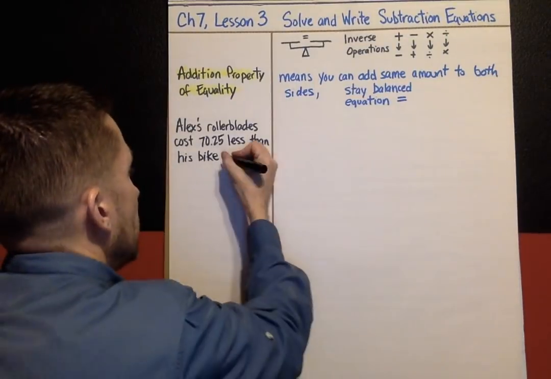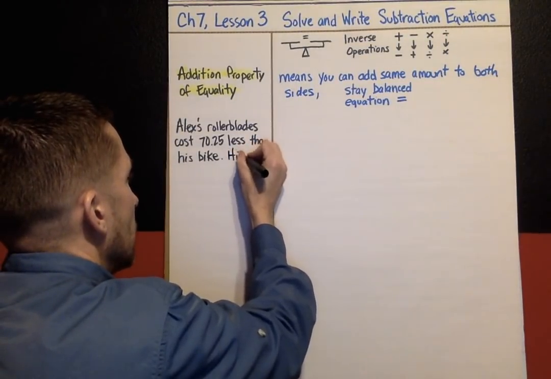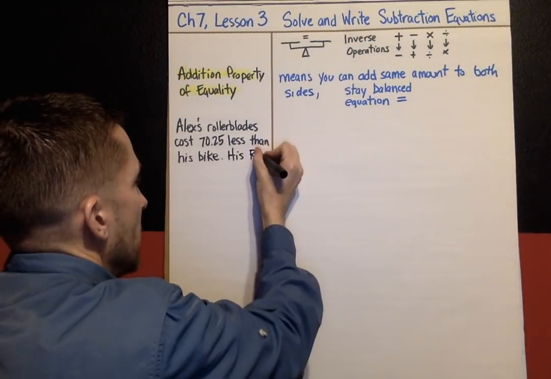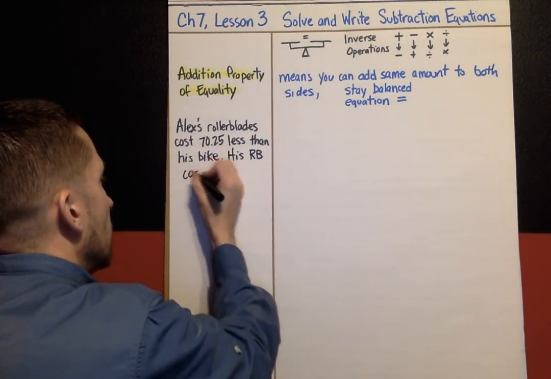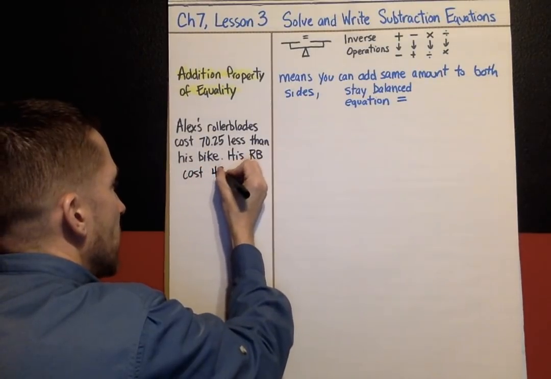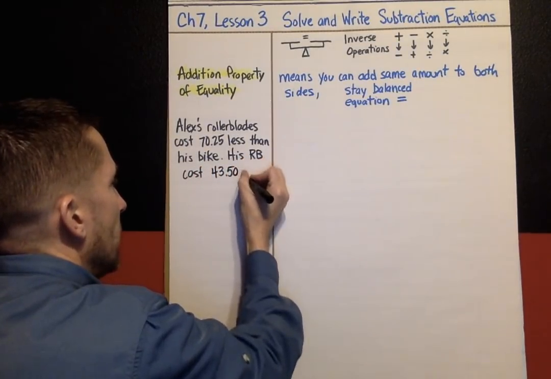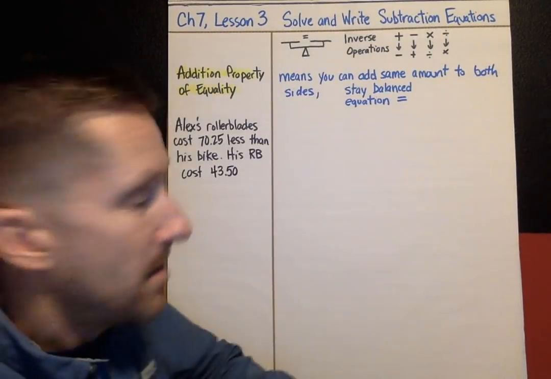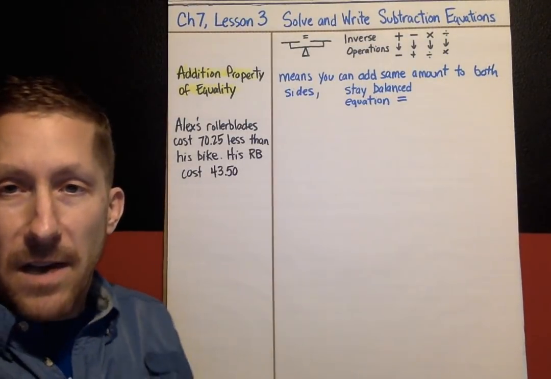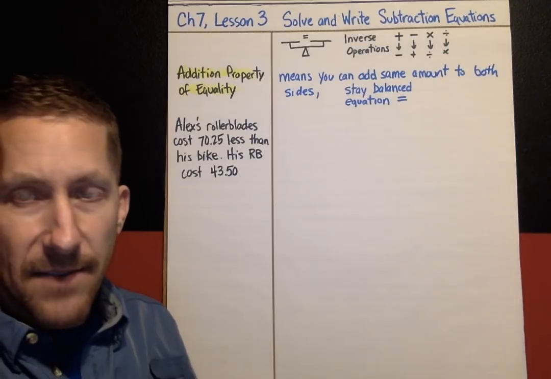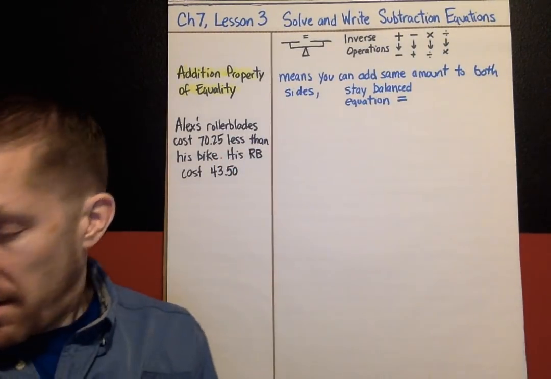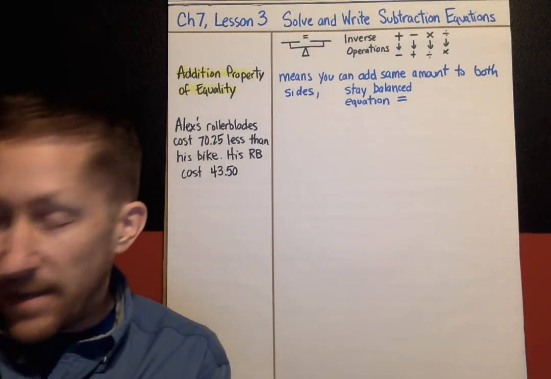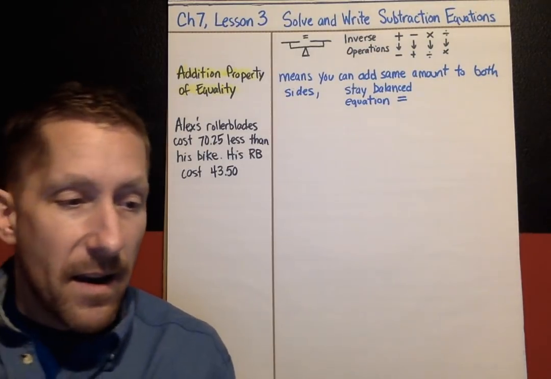His rollerblades, I'll abbreviate RB for rollerblades. His rollerblades cost $43.50. So again, his rollerblades cost $70.25 less than his bike. Bike would cost more than rollerblades. That kind of makes sense to me.